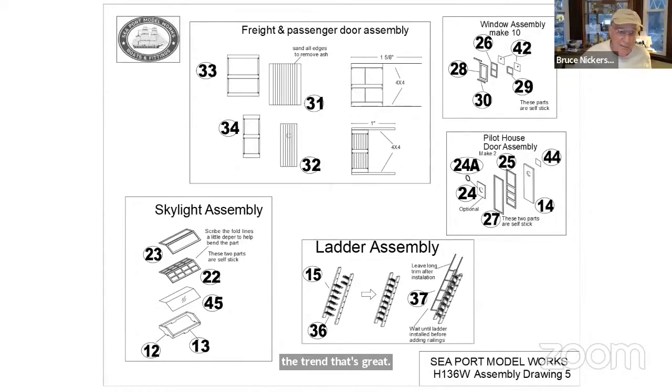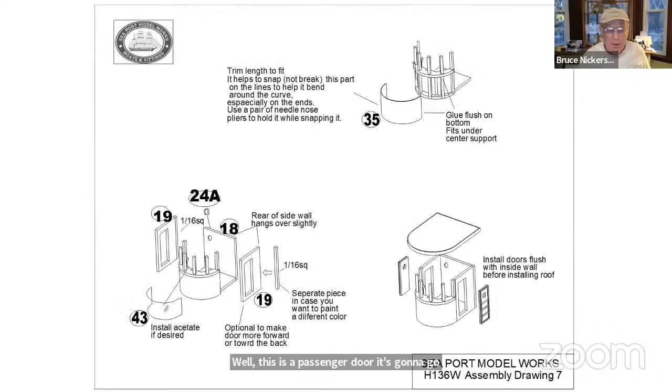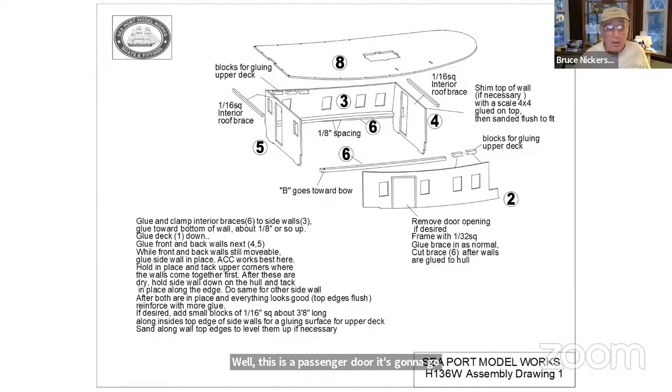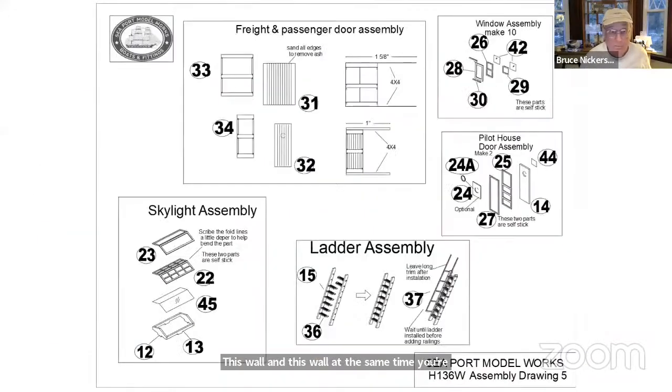Now, when you get that done, we've got to talk about what we are going to do with these doors. Well, this is a passenger door. It's going to go onto this wall and this wall. At the same time you're doing that, I want you to look at this. I'm sorry, this is your deck house door. This is the trim. Put it on top of there.